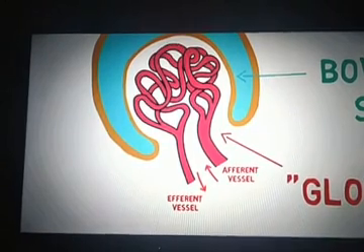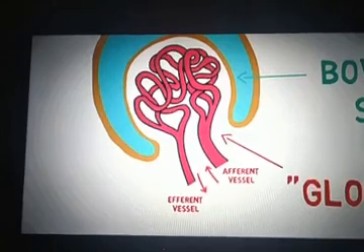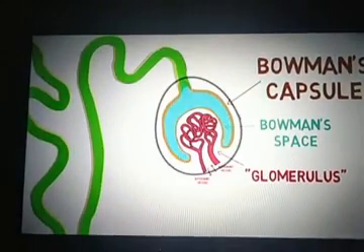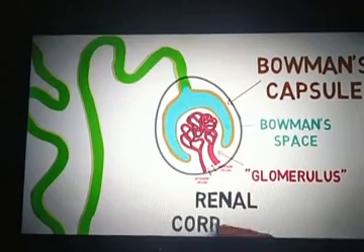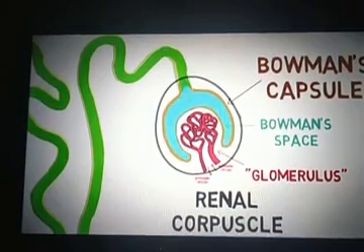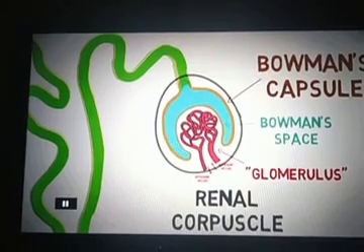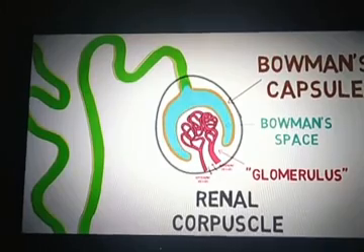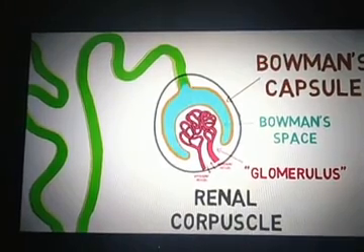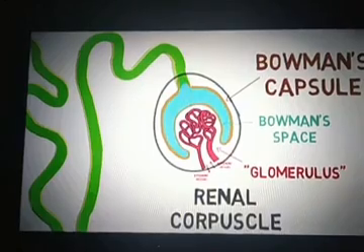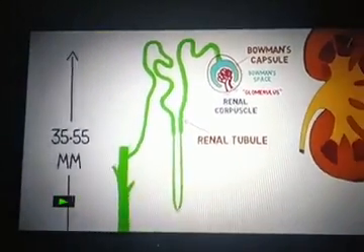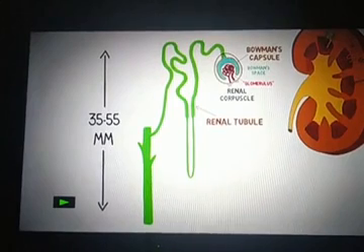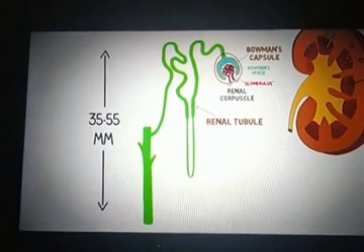So the filtration takes place inside the Bowman's capsule, which is here. You can see the circle is drawn over it. And the glomerulus, along with the Bowman's capsule, the whole part is called the renal corpuscle, or it is also called the Malpighian body, or the Malpighian corpuscle.